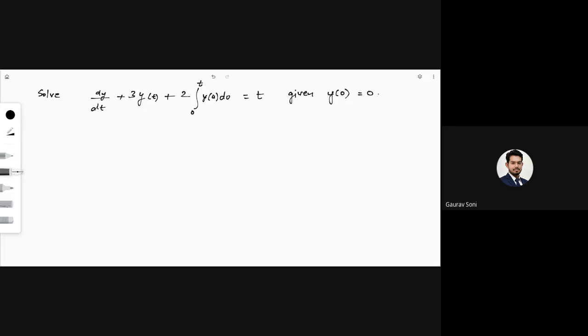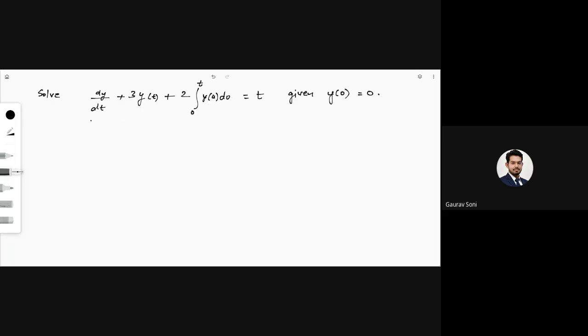Solve dy by dt plus 3 times y of t plus 2 times integral 0 to t y of u du is equal to t, given y of 0 is equal to 0. Look, this is not a differential equation now. This is an integro differential equation because there is an integration as well as differential.